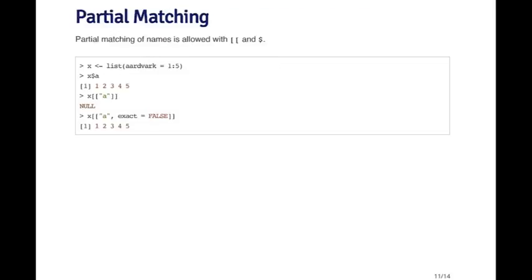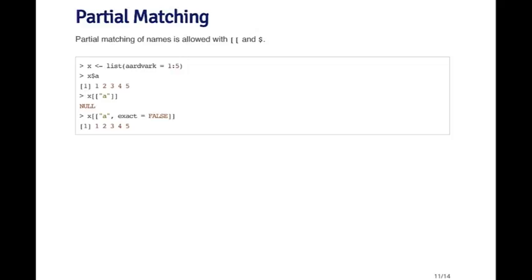So partial matching is a handy tool which can often save you a lot of typing at the command line. It's not particularly useful when you're writing out programs and functions, but it's very useful when you're working at the command line, typing things as fast as you can. The idea with partial matching is that it works with the double bracket and the dollar sign operator.